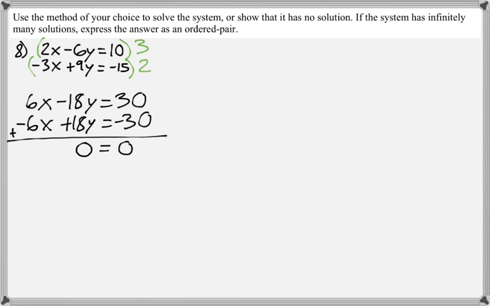So when all my variables go away, I'm either going to be left with a true statement or a false statement. If it's a false statement, then it's going to be no solution. If it's a true statement, like this is, then it's going to be infinite solutions. Now, if it's infinite solutions, they want us to express it as an ordered pair.